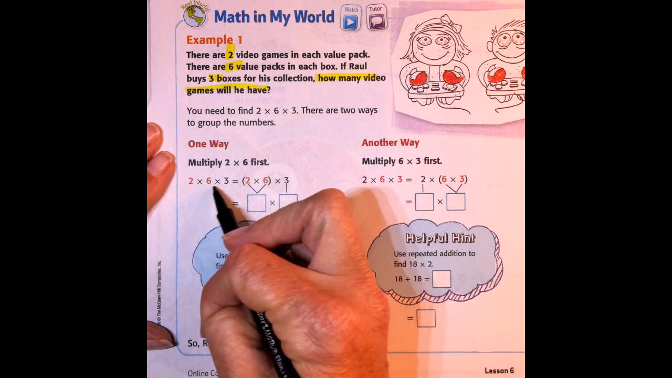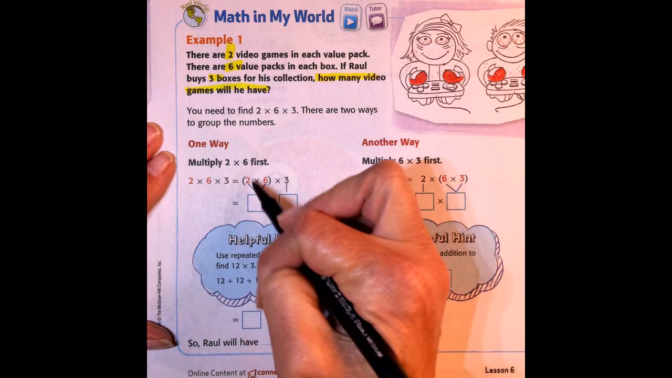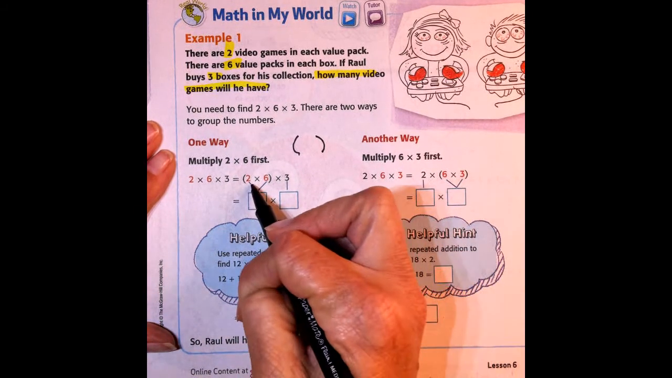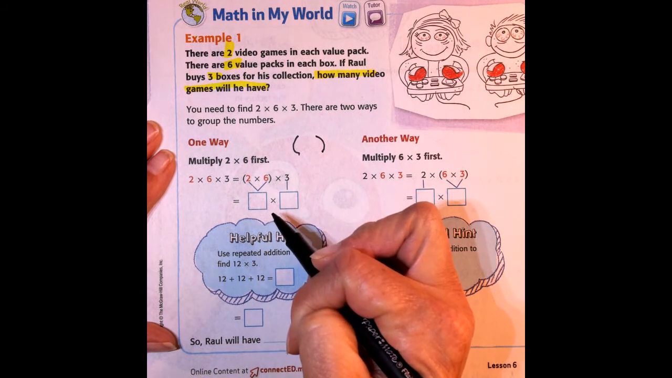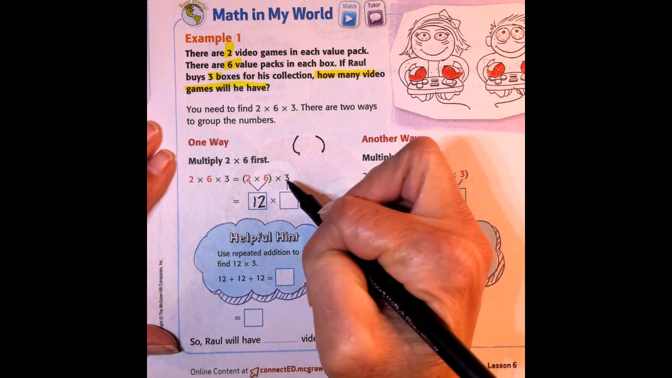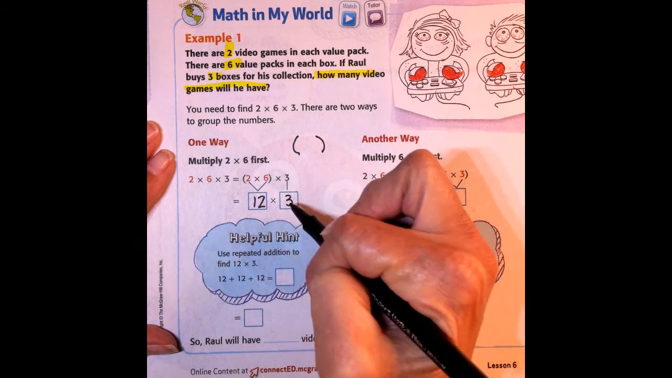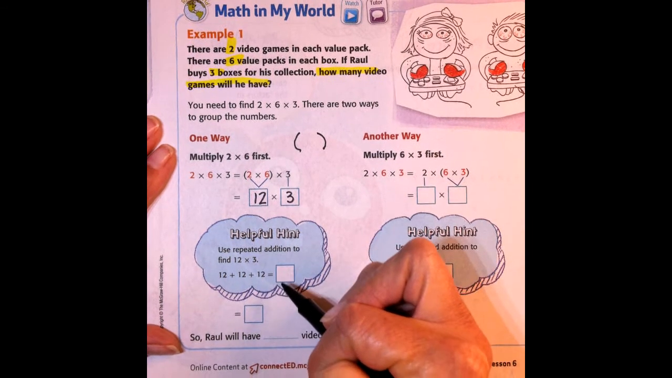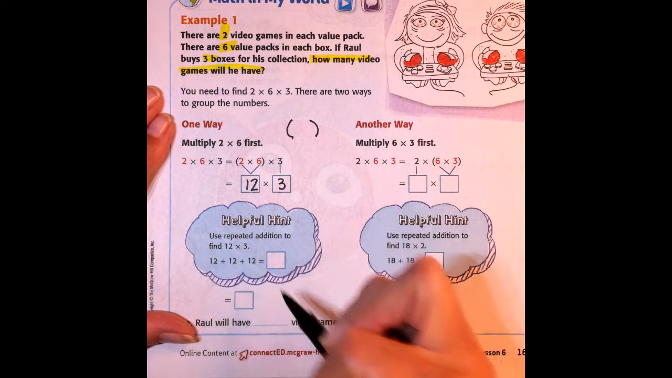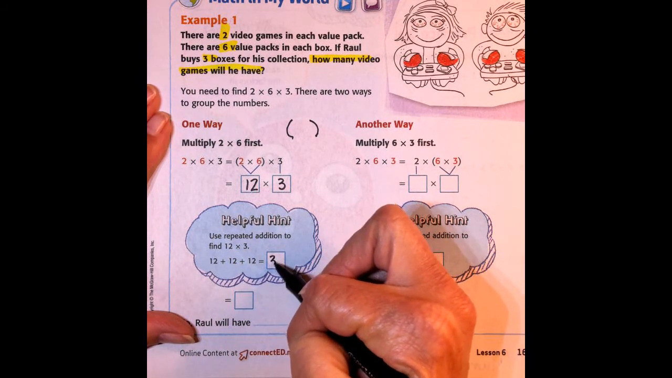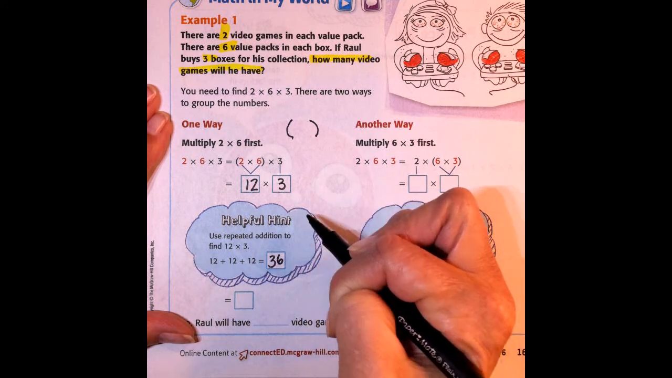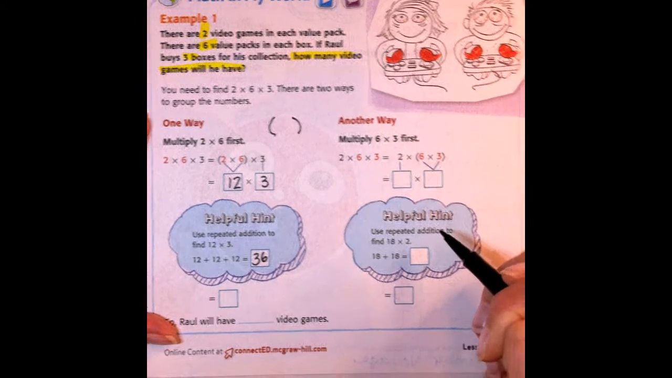Our problem is 2 times 6 times 3, and we can group it using parentheses. Okay? So we're going to group 2 times 6, because that's the easy one. 2 times 6 is 12. And then we'll bring down that 3. So then we can do either repeated addition, 12 plus 12 plus 12. That would give us the number 36. Or if you knew that fact, 12 times 3, then you could do that.